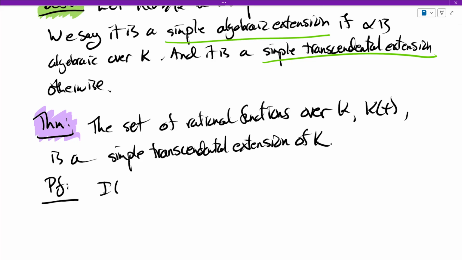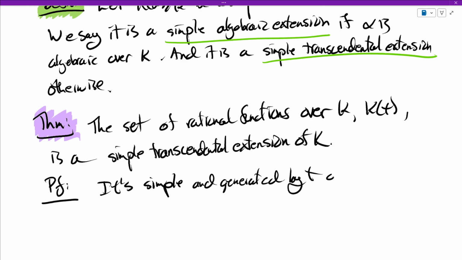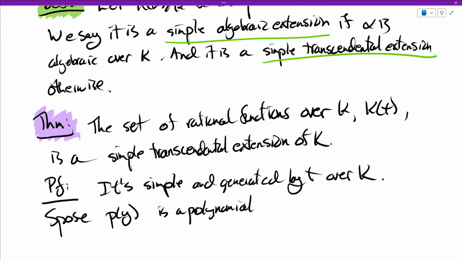Well, it's clearly simple because we take a field and we add in just one thing, an indeterminate t. There's nothing going on there. Simple and generated by t. Suppose p(y) is a polynomial. I'm using y to distinguish that the polynomial variable is different from the variable that we're adding in. There's a polynomial over K such that when you plug in t, you get 0.